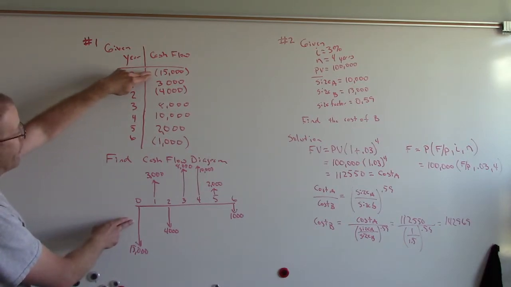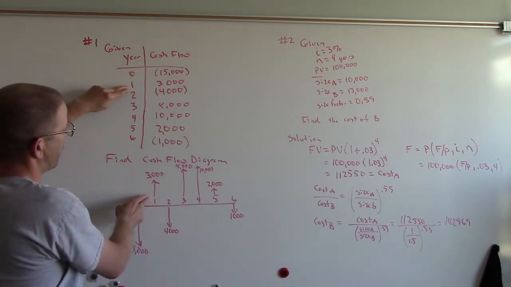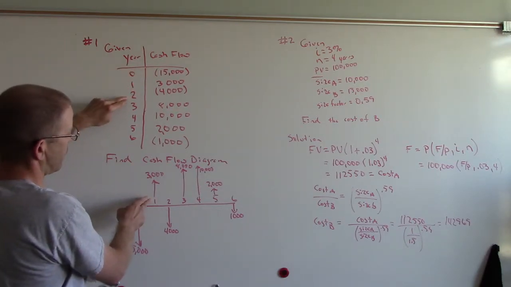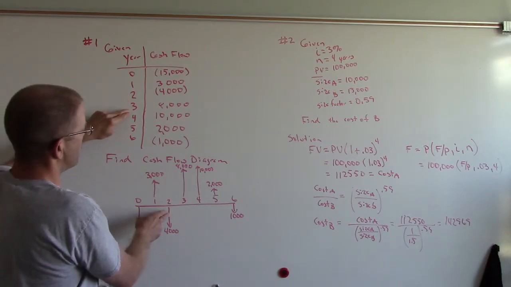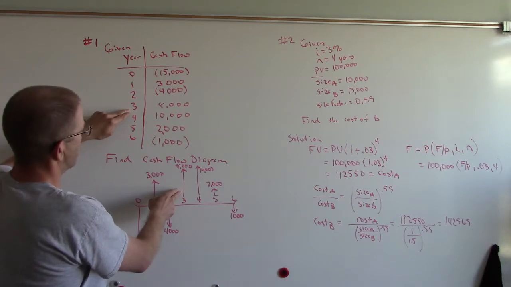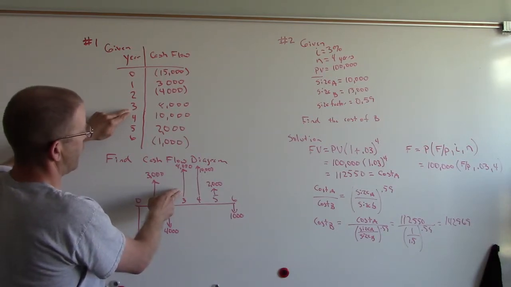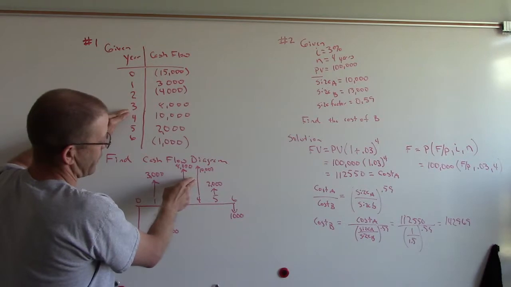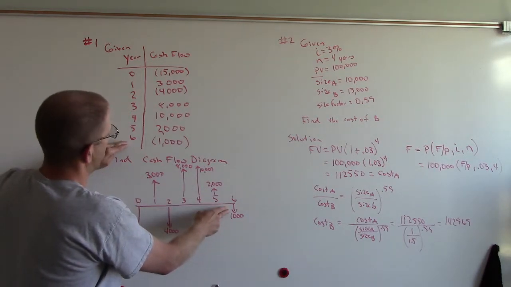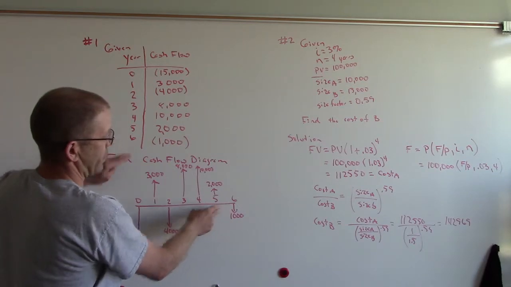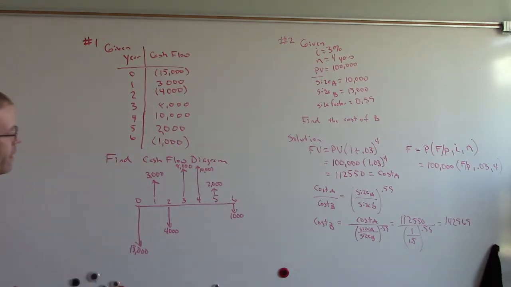As we go through the table here, we see that in year 0 we have a negative cash flow of $15,000. In year number 1 we have a positive cash flow of $3,000. In year number 2 we have a negative cash flow of $4,000, and then a positive cash flow in years 3, 4, and 5 of $8,000, $10,000, and $2,000 respectively. And then finally a negative cash flow in year 6 of $1,000. So this gives you a good idea of what your cash flow diagram should look like.